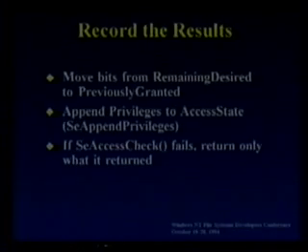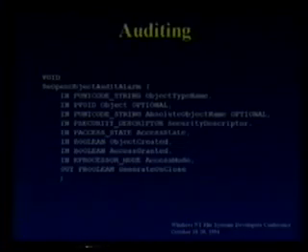If you got back privileges, you're going to call SE append privileges, access state privileges, put them together, free what you got back from SE Access Check. And if access check fails, again, just return what you got.